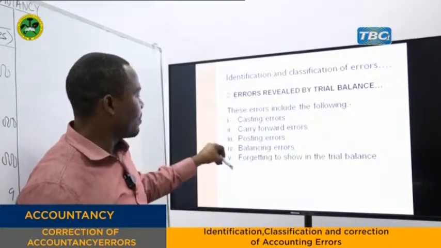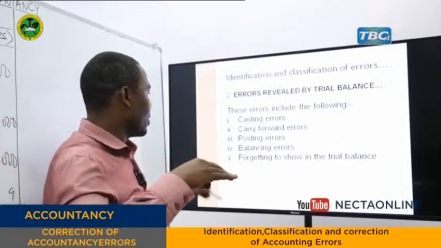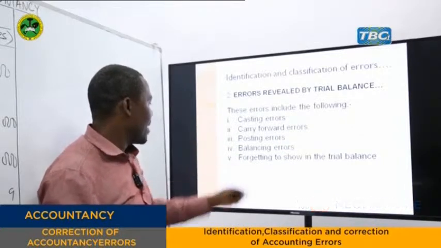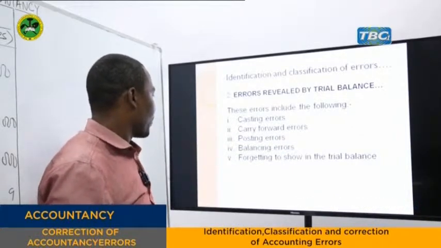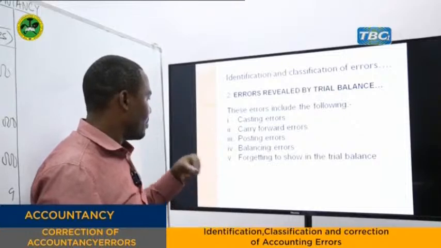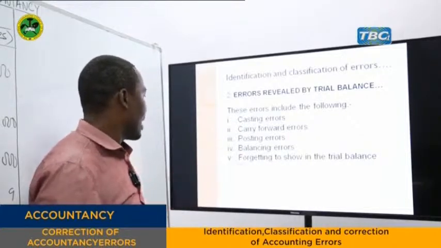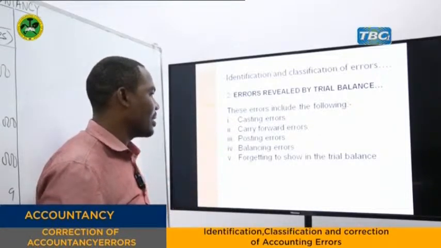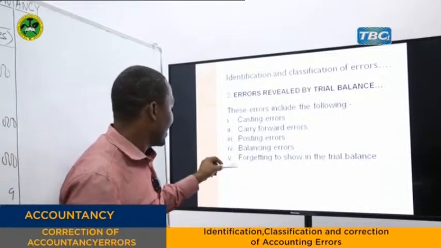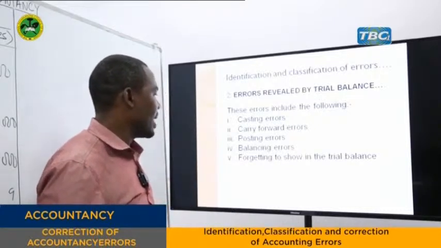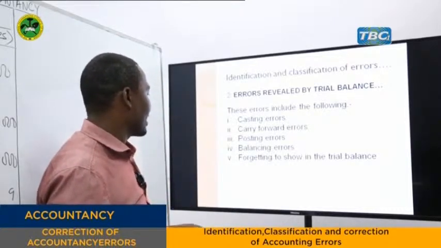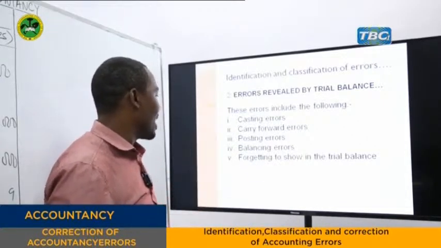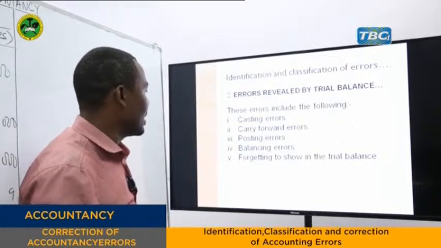So you take from one account or from journal to another account, you post the wrong entry. You have a balancing error. In balancing, making total, you get a wrong balance. Then automatically your trial balance will not balance. Then forgetting to show the item in the trial balance. Automatically, if you fail or forget to show the item in the trial balance, your trial balance will not balance.